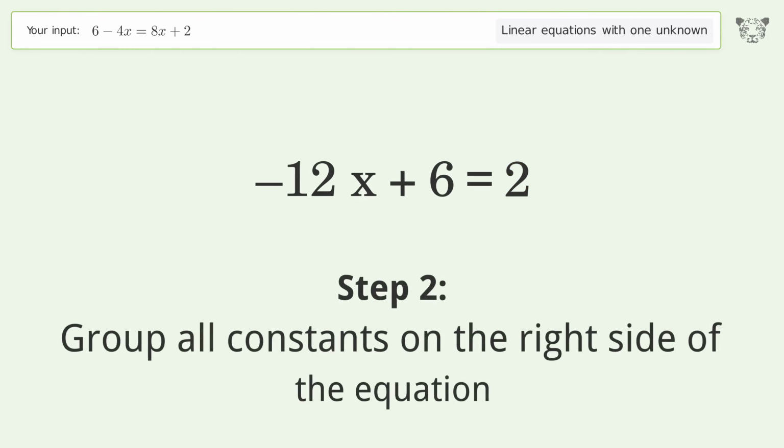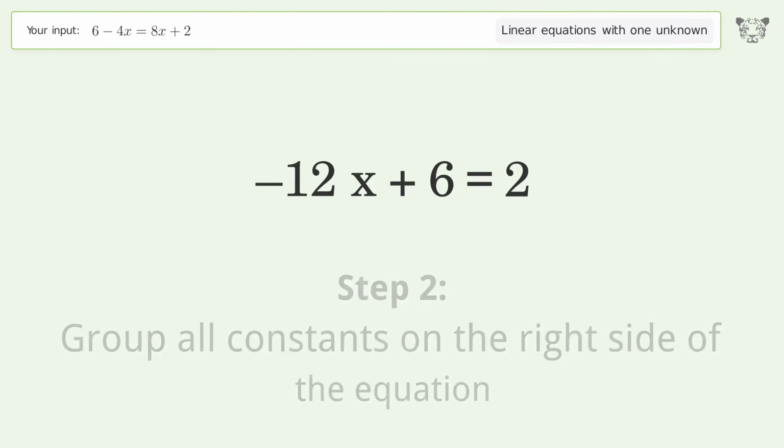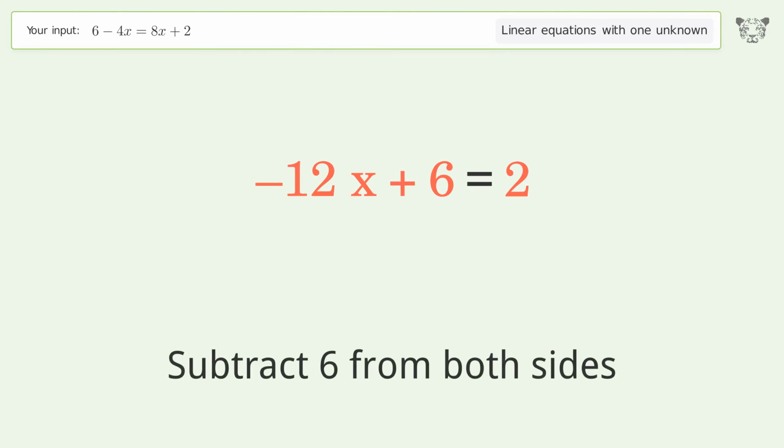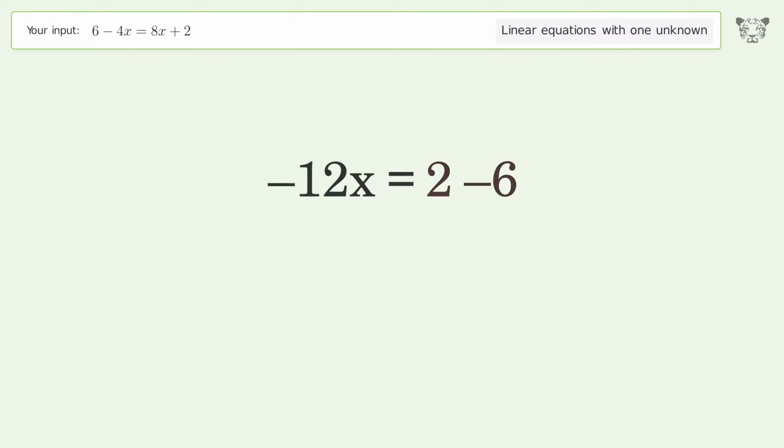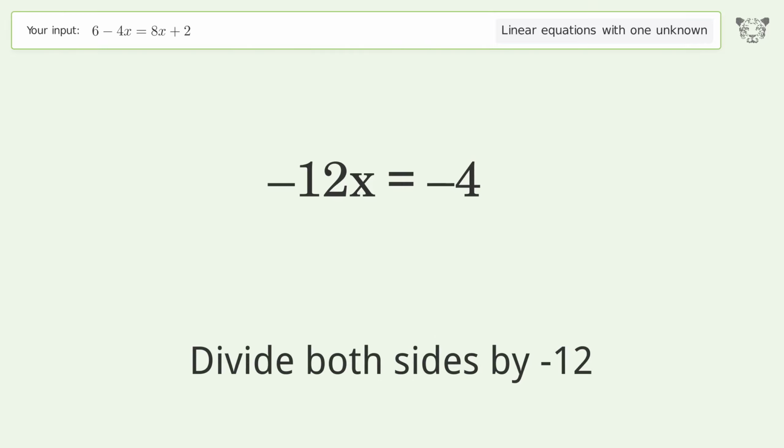Group all constants on the right side of the equation. Subtract 6 from both sides. Simplify the arithmetic. Isolate the x. Divide both sides by -12.